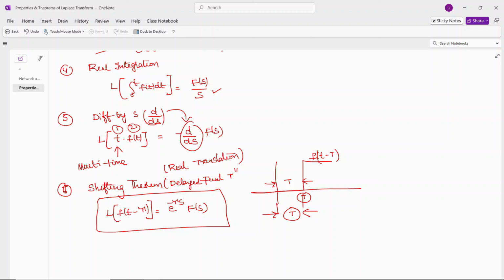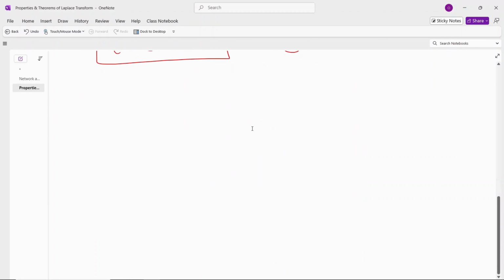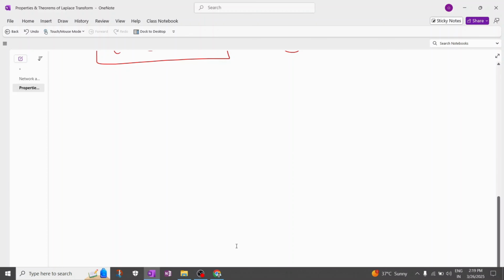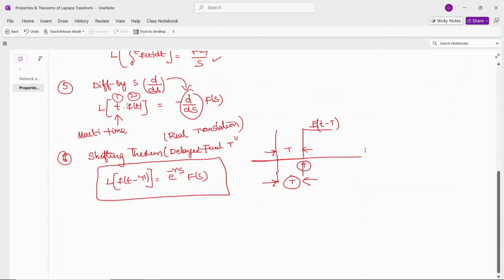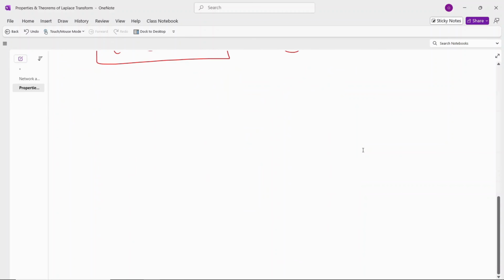Okay, so let's discuss the remaining two properties in the upcoming session, which are the initial value theorem as well as the final value theorem. I hope you are able to understand the basics and the properties of the theorems. The next theorems we are going to discuss are the initial value theorem and the final value theorem. These are very important for us to discuss.